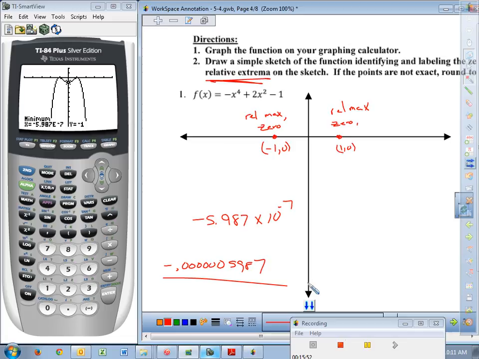0, right? So this point right here is at 0, -1. Your number might be different. It might be positive. It might be negative. It just depends on your calculator. Everybody's calculator is a little bit different when it comes to the amount of memory and RAM, but isn't that point at 0, -1, right there?